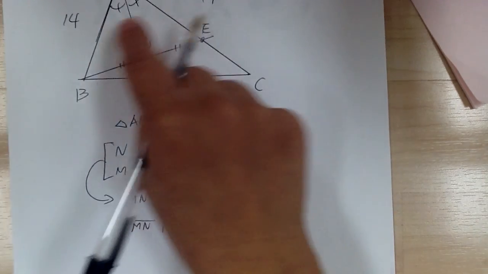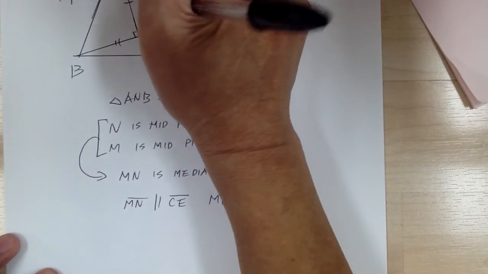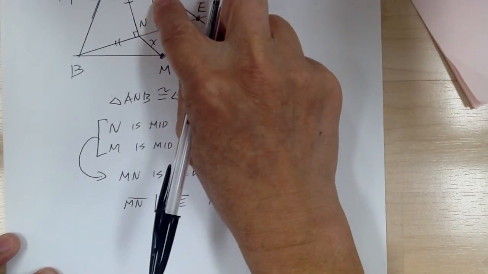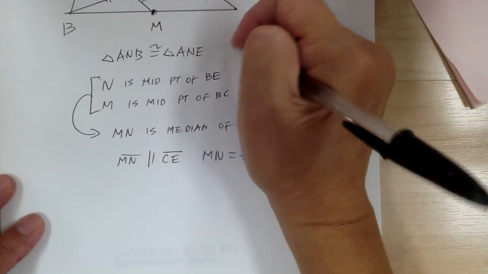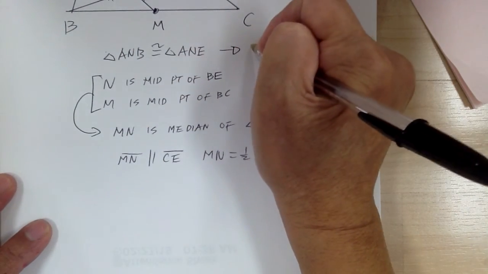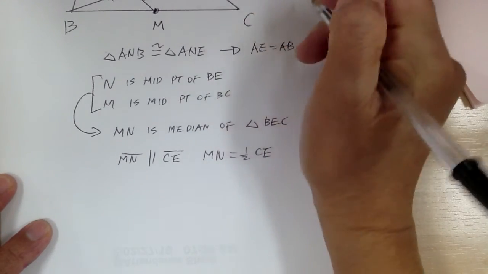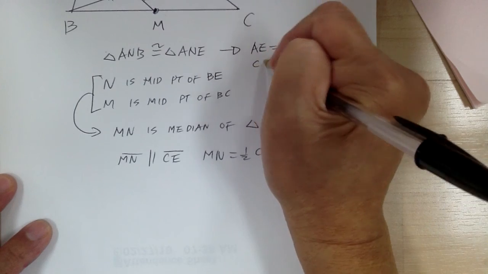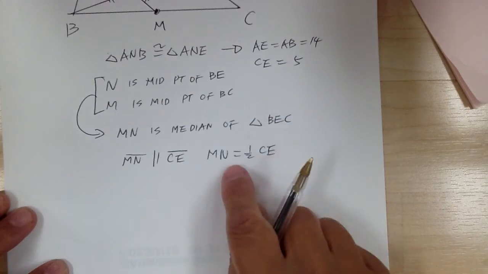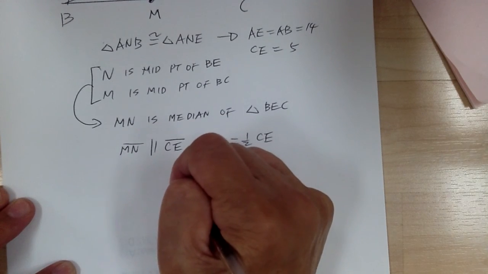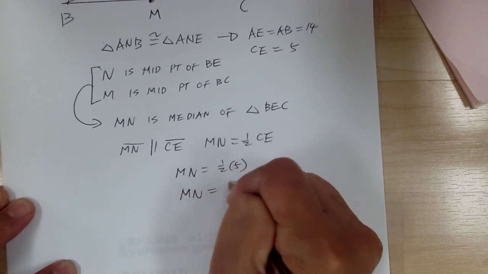Now by congruence, this is 14. So AB is 14, this will also equal to 14. And if this is 14, this would be a 5, again by congruent triangles. So AE equal to AB equal to 14. And from here, you can see that CE equal to 5, because 19 minus 14 gives you 5. So from here, we can get MN. MN equal to 1/2 times 5. So MN equal to 5/2.